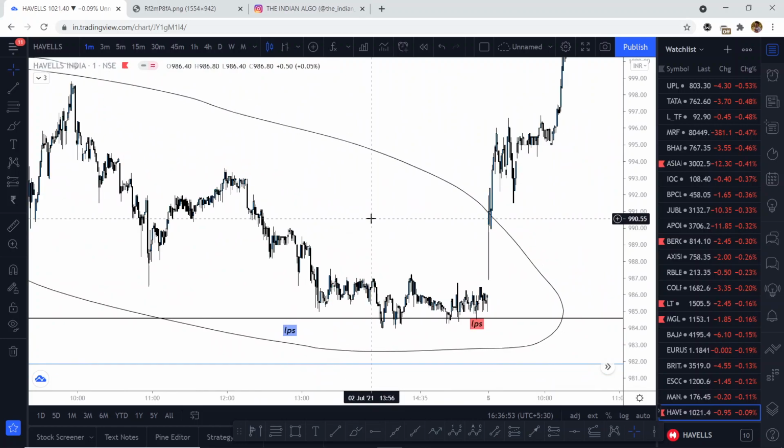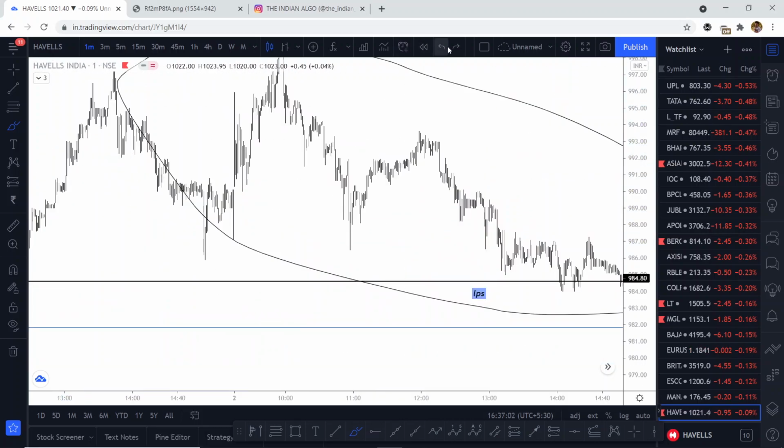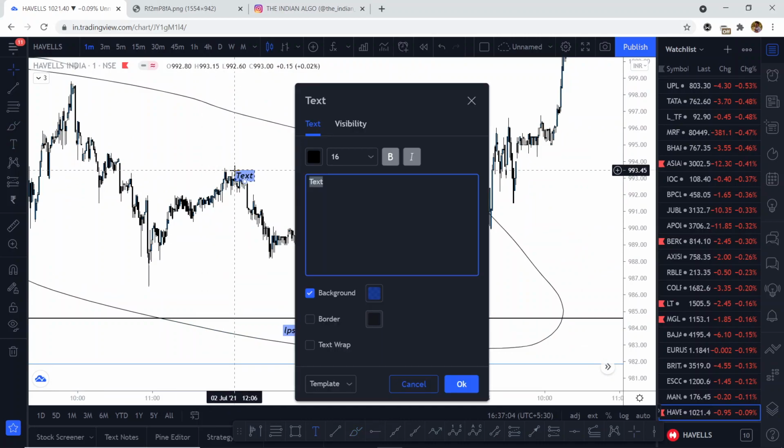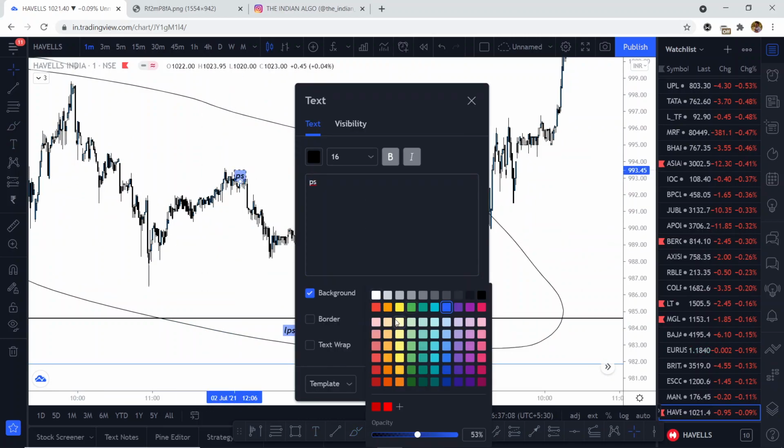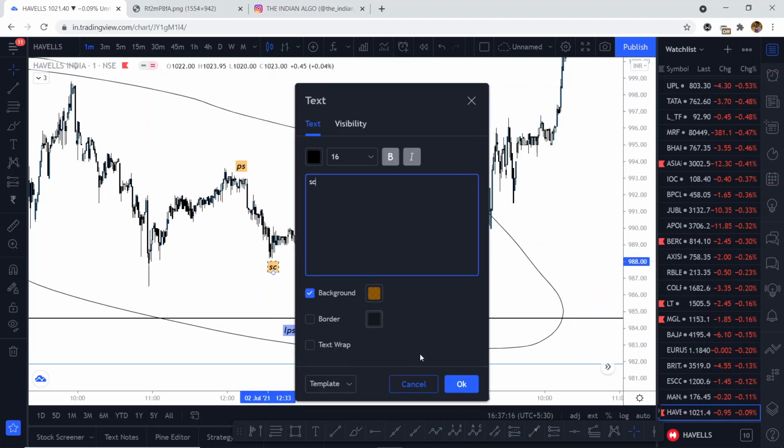All right, so first of all, I need to identify the PS. If you see, we have a down move right here, we get a small retracement. This is where the institutions start booking profit, and this is my PS. I'll change the color to mustard. All right, good. So we have PS here, we get a selling climax right here, I guess.